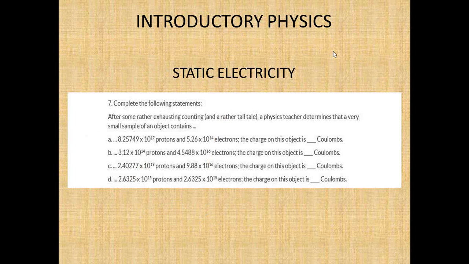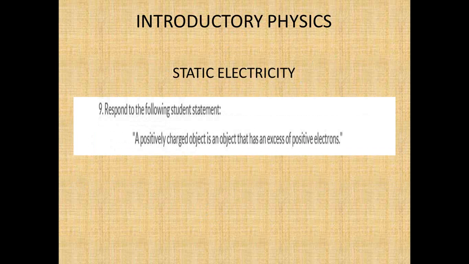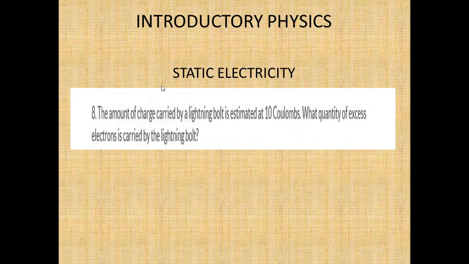All right, so let's move on now. Let's look at question 8. The amount of charge carried by a lightning bolt is estimated at 10 coulombs. What quantity of excess electrons is carried by the lightning bolt? Remember, a coulomb is a very large number.